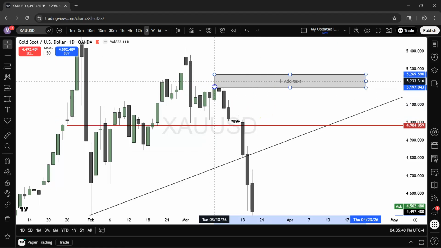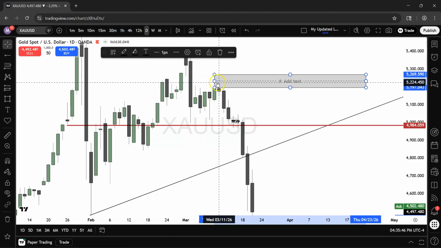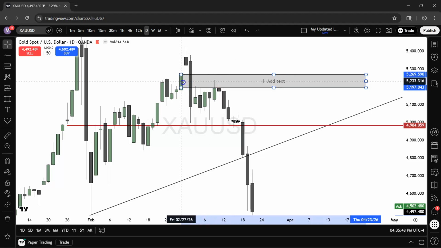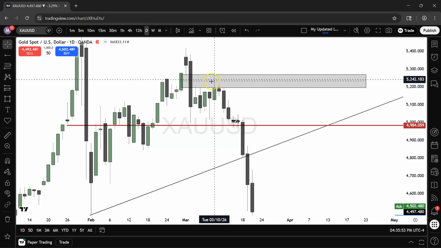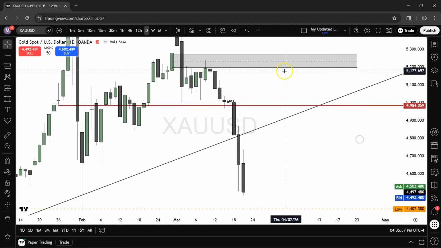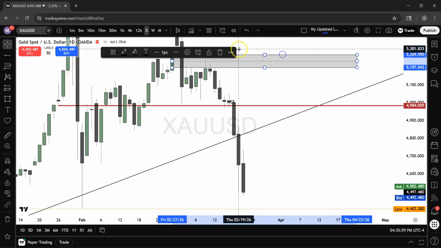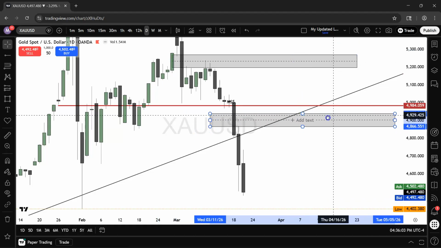Okay, so again, this wick and this wick, of course, didn't touch. So there's your gap right there. One gap. And look what it did. It came up and filled the gap and continued its journey lower. Okay, but again, it created another gap. So we're going to clone this and bring it down to this gap.